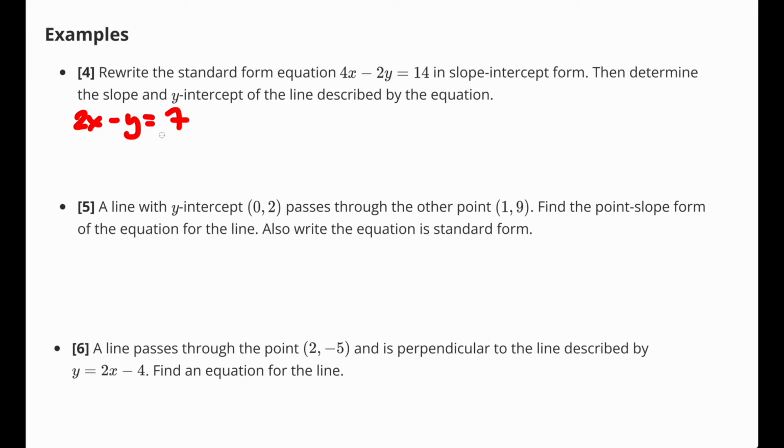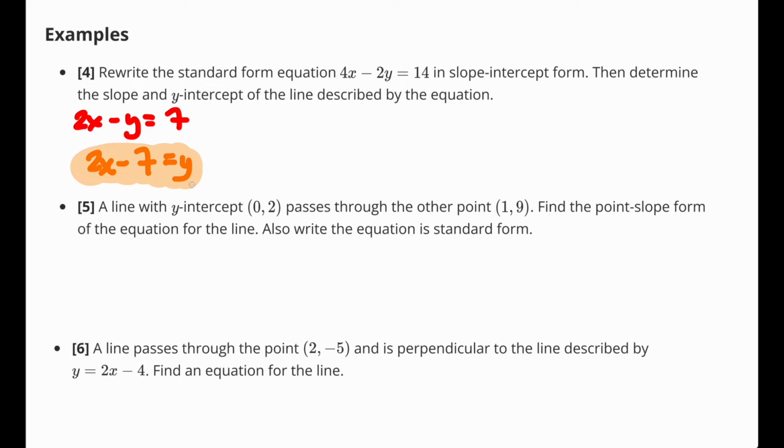Then determine the slope and y-intercept of the line described by the equation. Okay, so from here I'm going to solve for y, so it's in slope-intercept form. So I'm going to add y to both sides and subtract 7. And you're going to end up with 2x minus 7 is equal to y. And that is the slope-intercept version of this line. So it says rewrite it. That's the first part of the answer. Rewrite in slope-intercept form. So I'm going to color code that in there, highlight it.